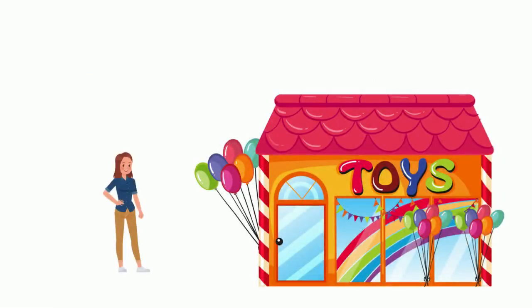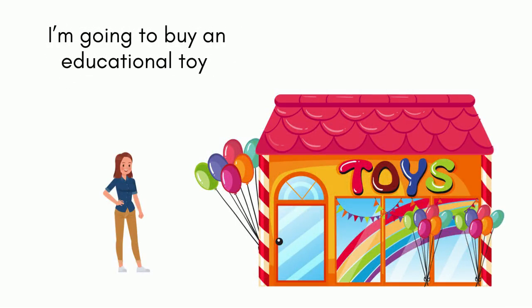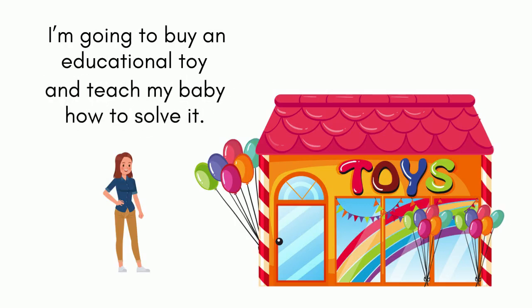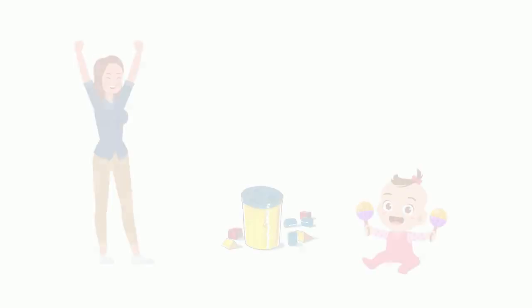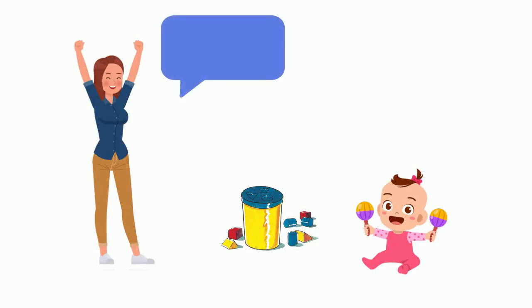Let's look at the baby next door. The mother next door is not busy. She goes to the toy shop, buys the same toy, and brings it home to her baby. When she gets home, she shows the baby the toy and demonstrates how to solve it. She then holds the baby's hands and helps the baby put the round block in the round hole and the square block in the square hole, and thinks, wow, my baby's a genius. Much better than the baby next door.